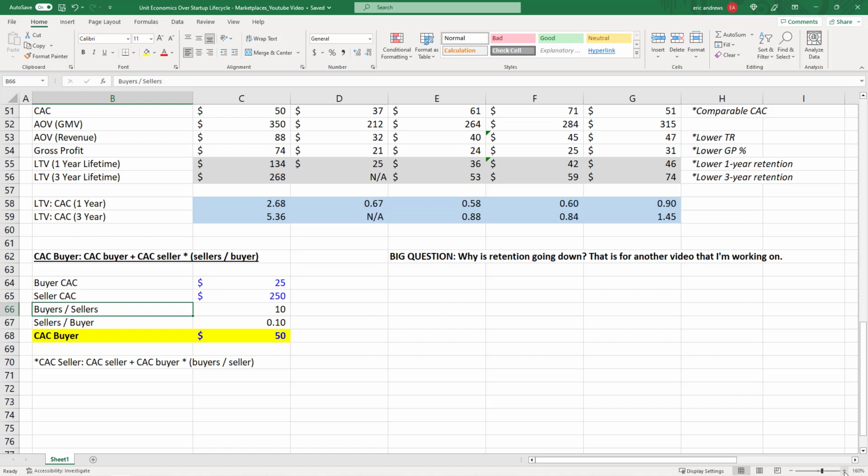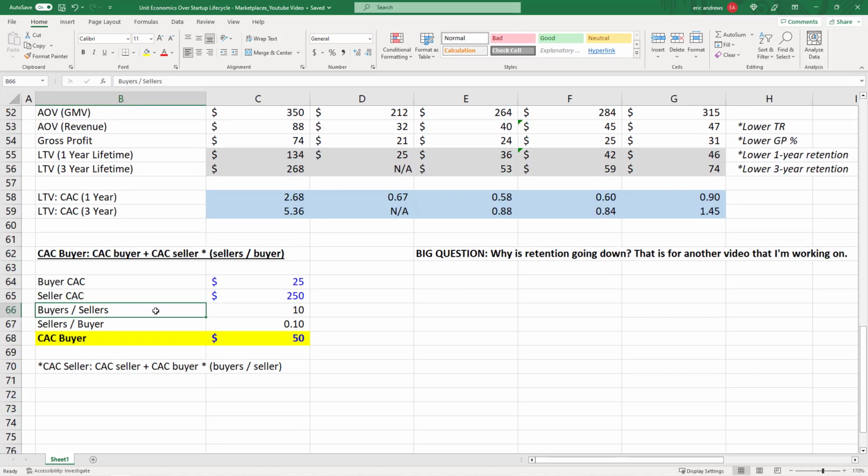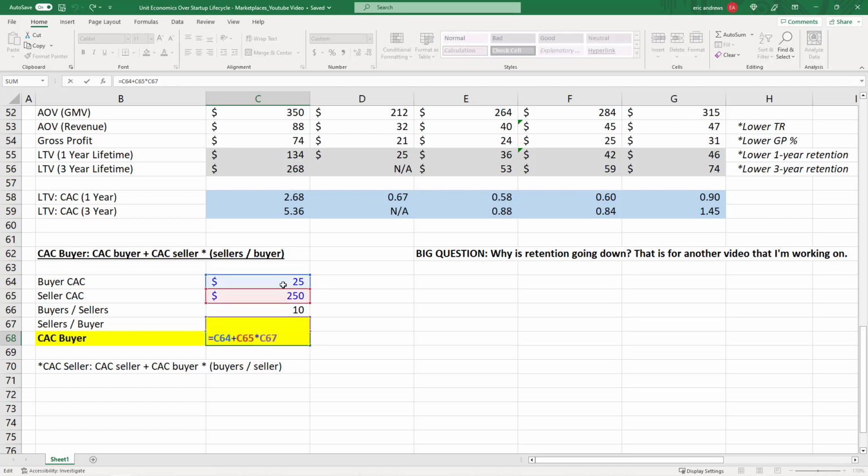And then on average, there are 10 buyers per seller. So how many sellers are there per buyer? There's 1 divided by 10. So for every 1 seller, there's 10 buyers. So the CAC is a weighted average of the proportion of each side of the marketplace times their CACs. So let me just show you how to do this.